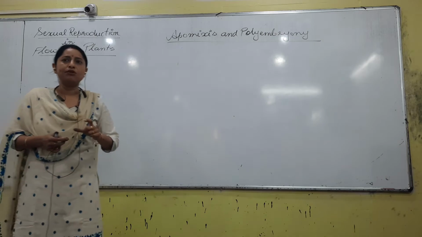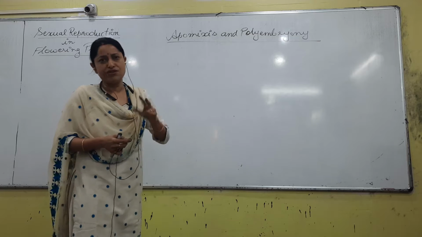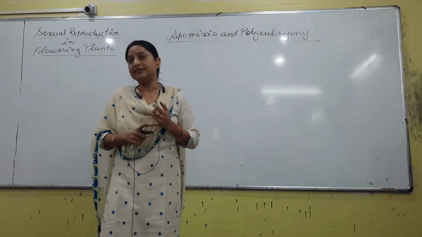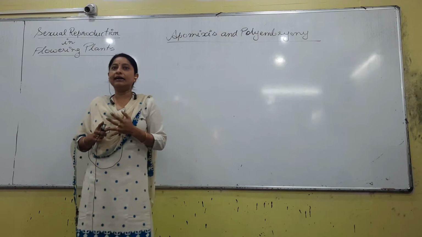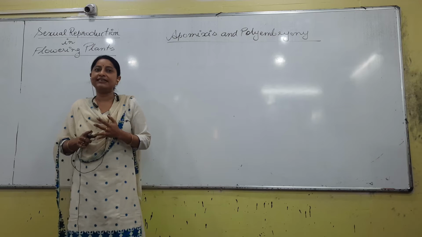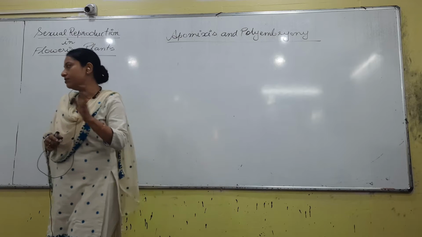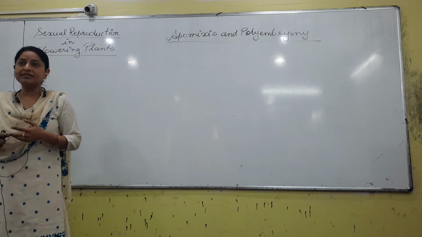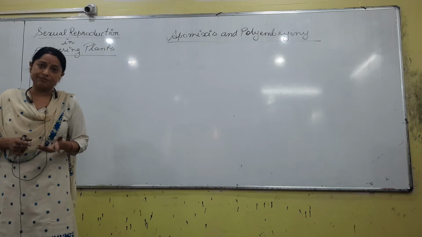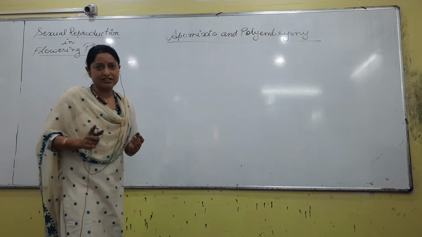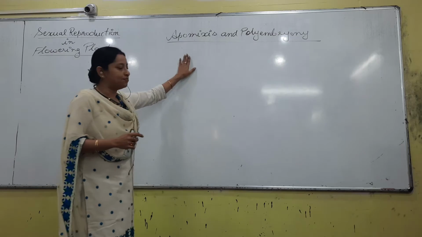Okay, a common point, and on polyembryony generally 2 or 3 questions are asked. First, who has given the term? Second, I think you all have heard something called adventitive polyembryony. We'll be discussing that, and some examples of plants which show polyembryony. Nothing much in detail. Okay, let's discuss apomixes first.